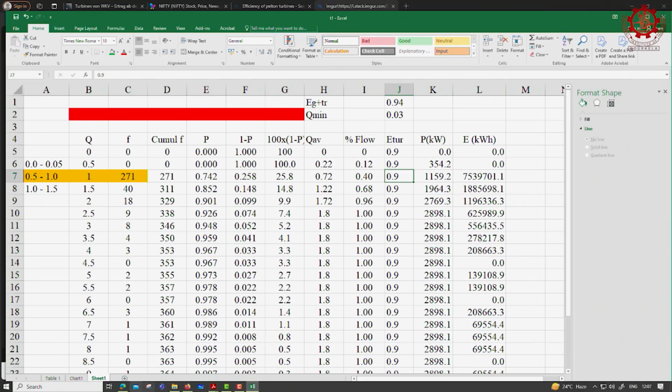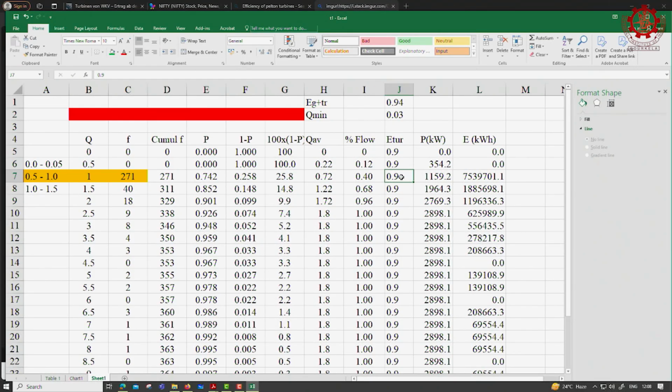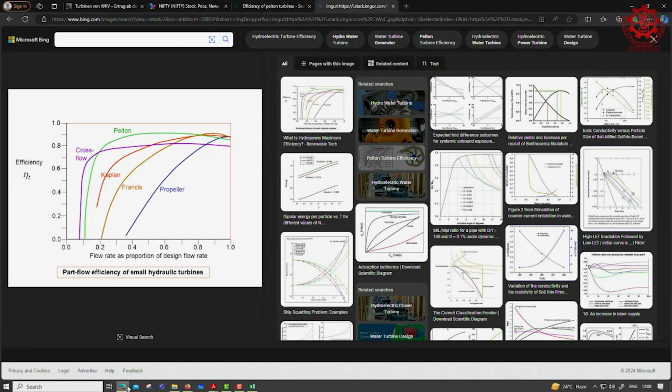Therefore, at 0.4 this number should be 0.6 if we selected the Francis turbine. And at 0.68, somewhere here, Francis is having something like 85 or 86. So, you have to put the correct value here, at 0.68 percentage flow it should be 0.86 or so. So, actual values you have to put. But since Pelton is already in the 0.9 region, that is why I put all these values as 0.9.